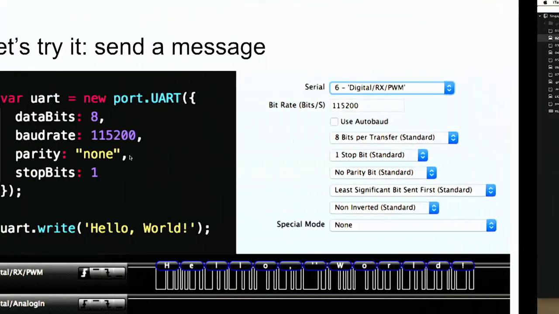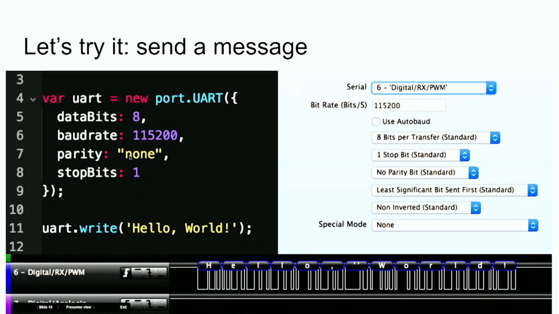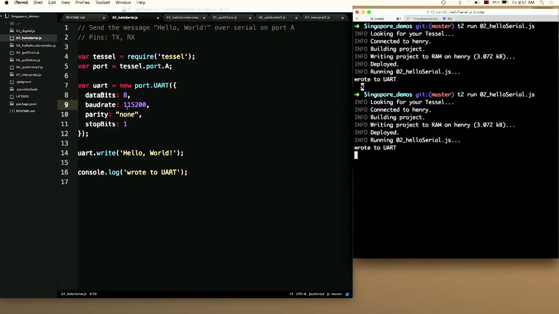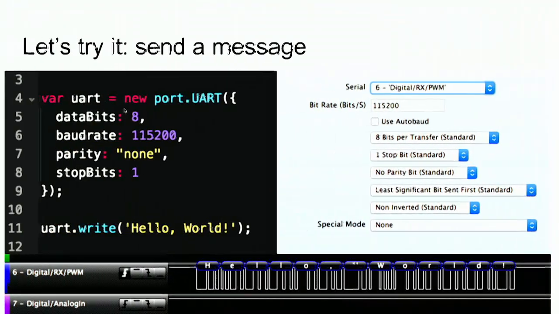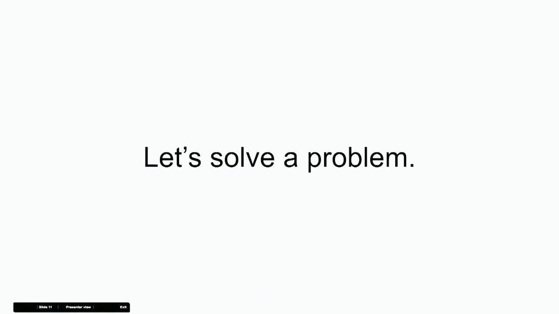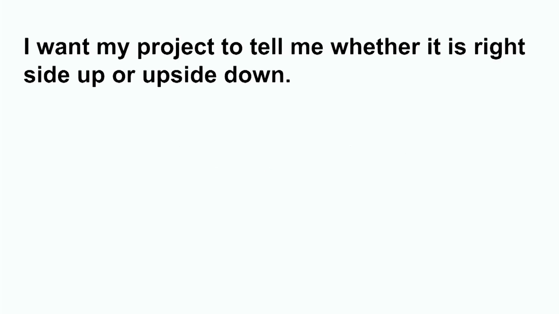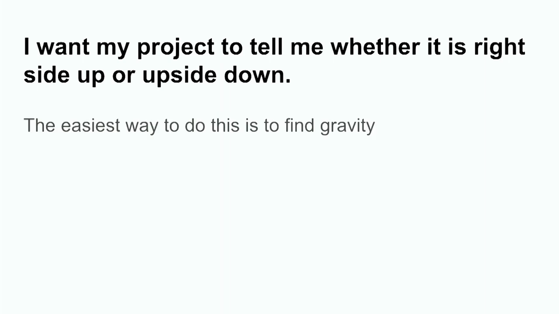Now we've seen how you can take 1s and 0s and really obscure-looking bits like this and over a wire talk to something. Getting back to our problem solving, we want to determine whether this is upside down or right side up, right? I mentioned this earlier very briefly, but the easiest thing to do to determine right side up and upside down is to find gravity.